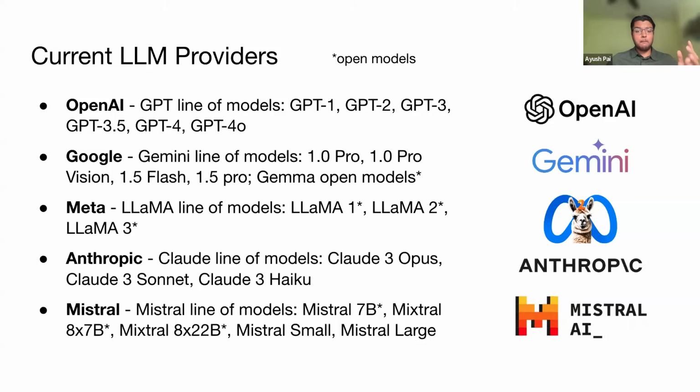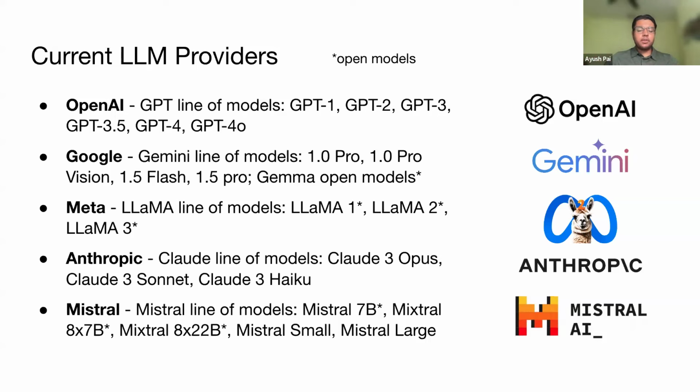We have Google's models. They have Gemini: 1.0 Pro, 1.0 Pro Vision, 1.5 Flash, and 1.5 Pro. They also have their Ultra series, which hasn't been released via API yet, but soon will. I think those are their flagship models. They also have the Gemma open models, and we'll talk about what open versus closed models are in the next slide.